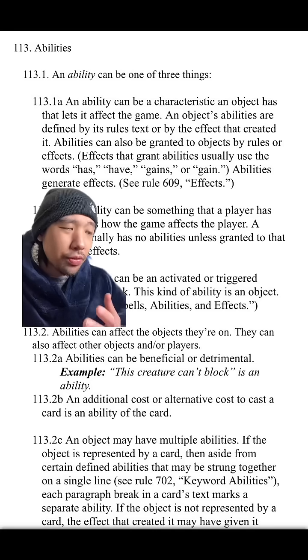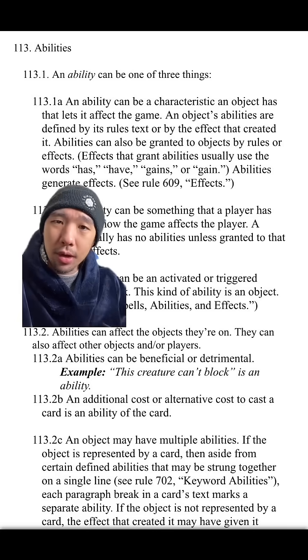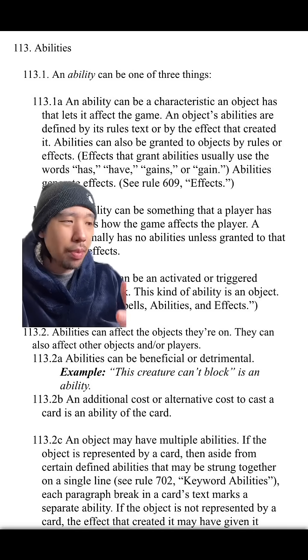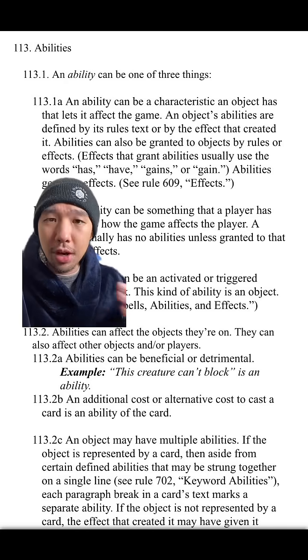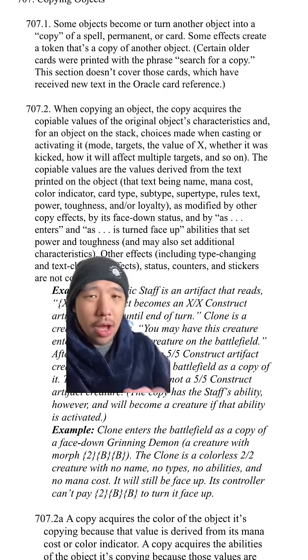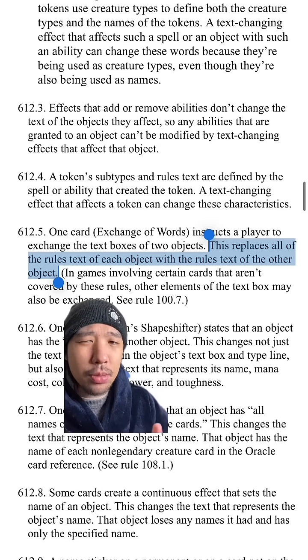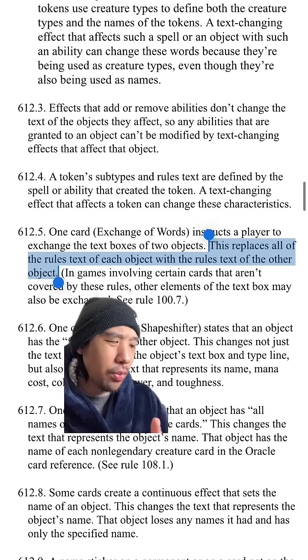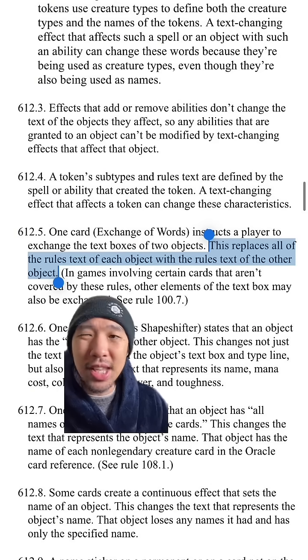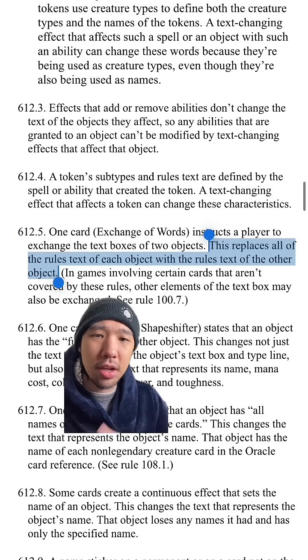You see, the comprehensive rules talks about how abilities kind of work in a game, or how they kind of function, but it doesn't really tell you what happens when you move an ability, which also kind of makes it unclear about copying effects too. And they even have something specifically for Exchange of Words, but I still find it very unclear because it replaces all of the rules text, but what does that mean exactly? Are we replacing the exact same text, or are we giving a new set of text?